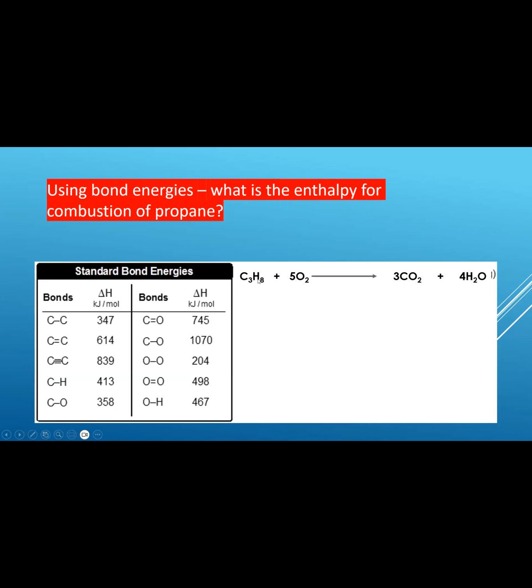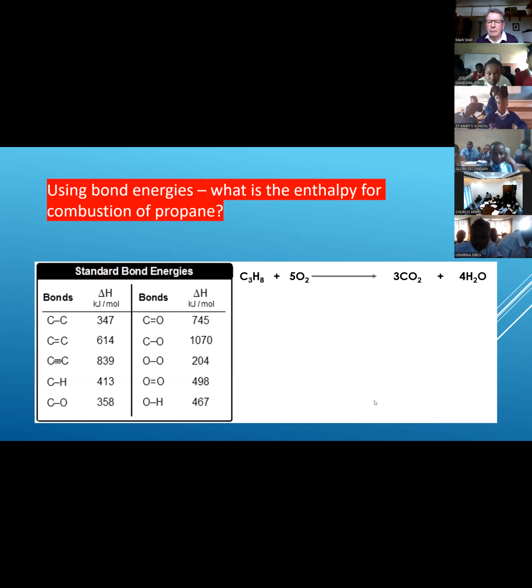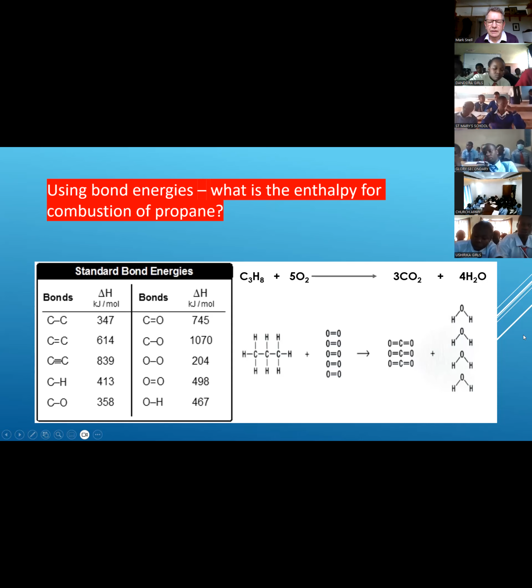Here is propane, C3H8, and it burns with 5 oxygens to make 3 carbon dioxides and 4 waters. Okay. Now, it would be very difficult if I left it like that. So what I'm going to do is show you the molecules. If you are clever enough to do it without seeing the molecules, try not to look at this next slide. Here is the next slide.